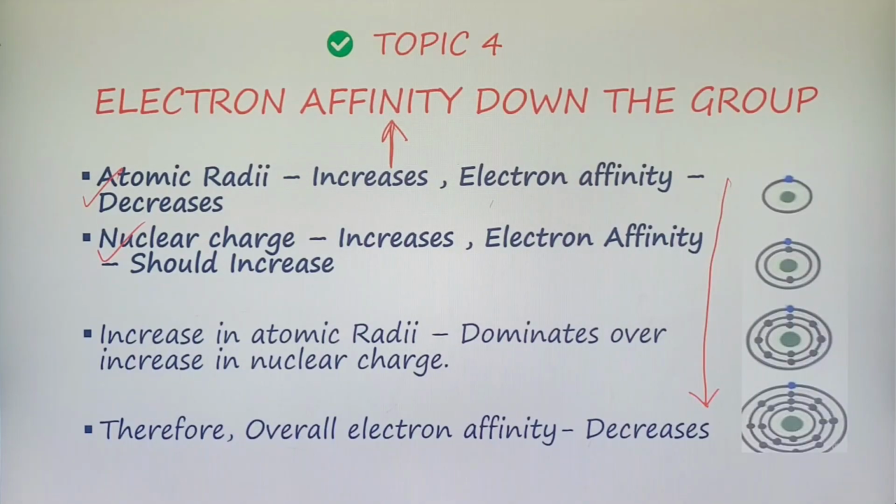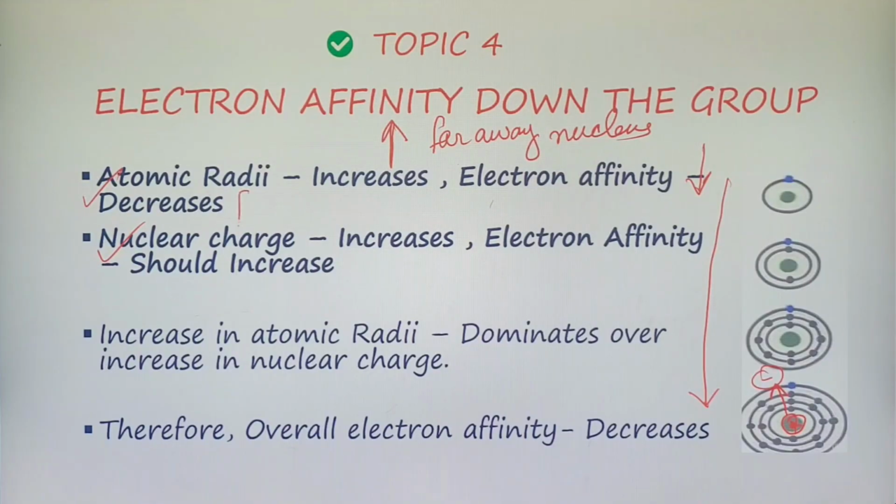The larger the atom, the farther away it is from the nucleus. Can you see here? The nucleus is here. It is very, very far away from the negatively charged electron. So the electron attraction here will decrease. So as the atomic size increases, the nucleus is farther away, and the farther away the nucleus is, the less will be the attraction and hence electron affinity will decrease.